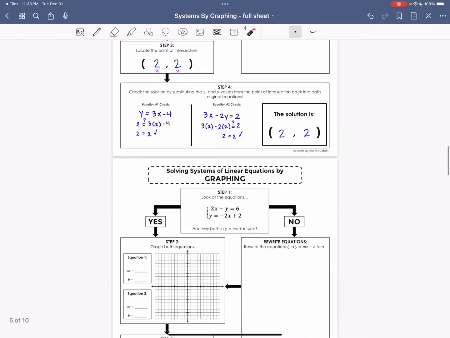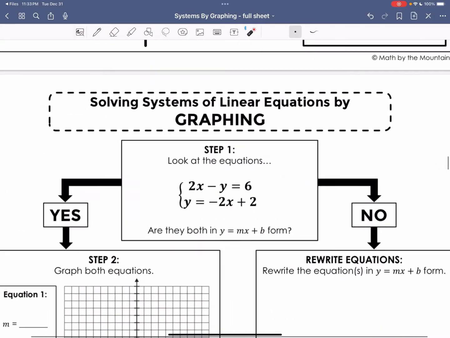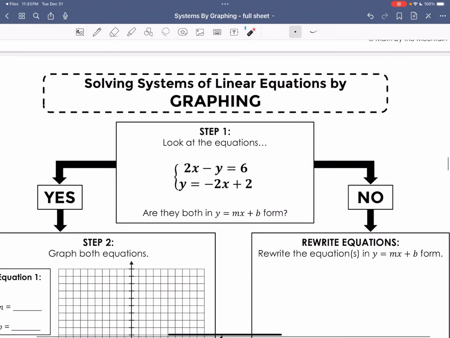All right, final practice problem. So this time our system consists of 2x take away y equals 6 and y equals negative 2x plus 2. And our first question is the same, which is look at our equations. Are they both in y equals mx plus b form? And this is another no. The bottom equation is in y equals form, but the top one is not.